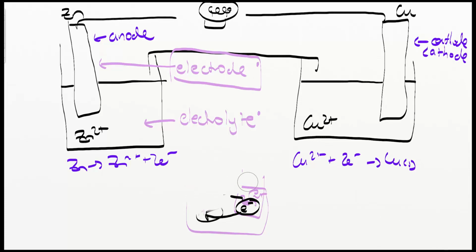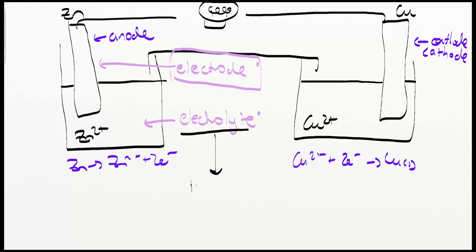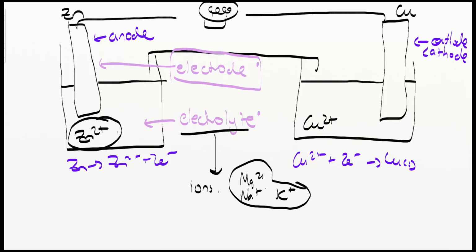Okay, so then we have an electrolyte. An electrolyte is simply a solution that has ions in it. So think of Gatorade. You'll see the advertisements, they say we have essential ions like magnesium, sodium, potassium, etc. It just means that it's water with a bunch of ions dissolved in it. And in this situation, there's zinc 2+ ions dissolved in this solution, so this is an electrolyte here, and we have copper 2+ ions dissolved in this solution, so this is also an electrolyte here.